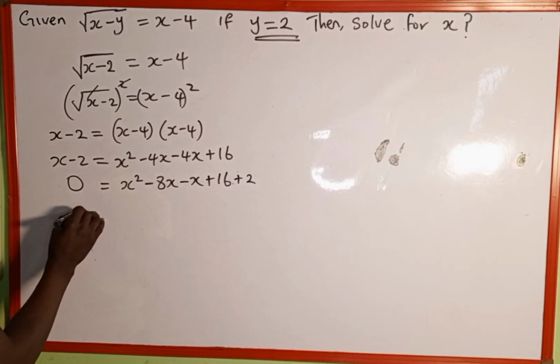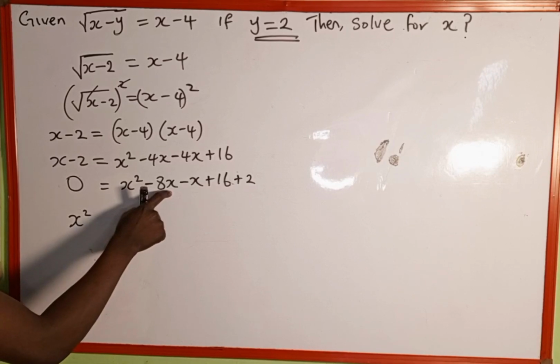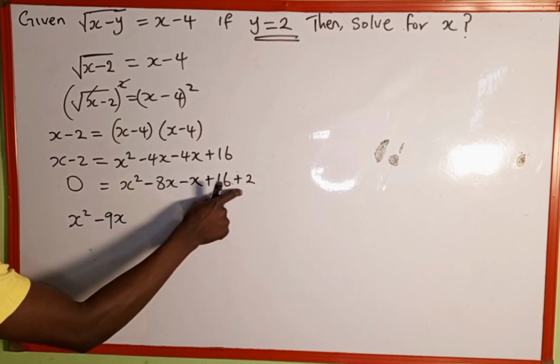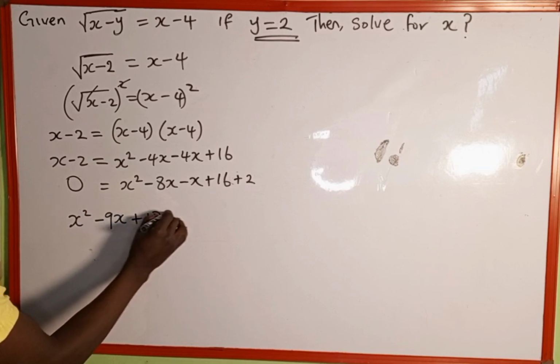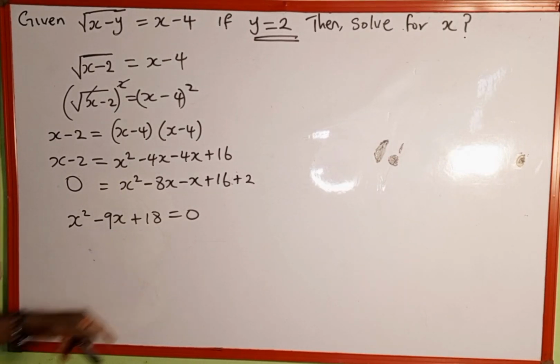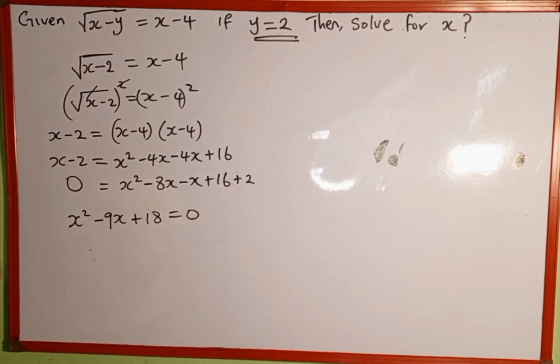So we have x squared, negative 8x, negative x is going to give us negative 9x. Then 16 plus 2 is going to give us 18, which is going to be equal to 0. What do you notice here? This is a quadratic equation. Since the leading coefficient is 1, here is 9 and 18, we're going to use the factorization method.